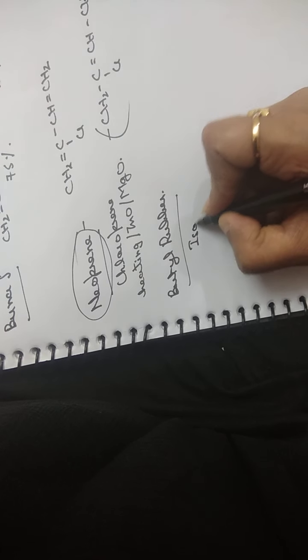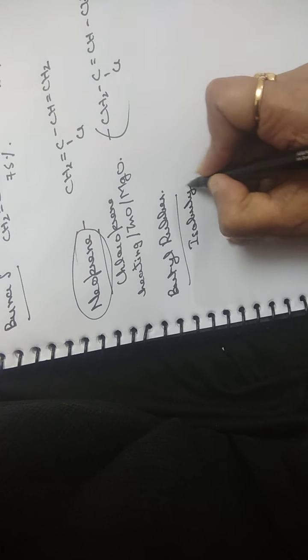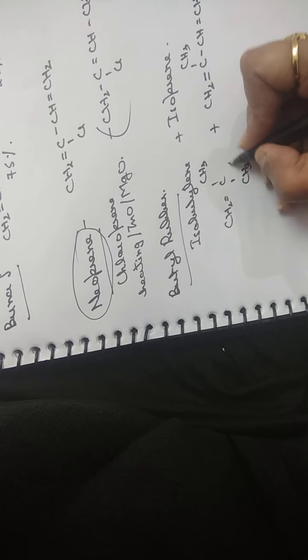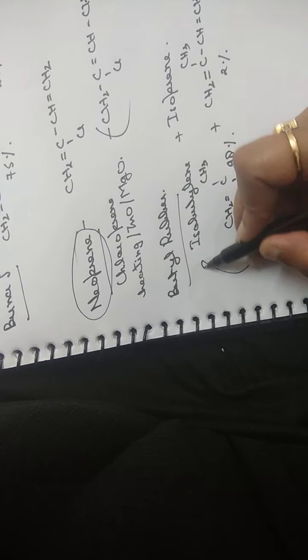Then we have butyl rubber. The monomers are isobutylene and isoprene. Isobutylene is CH3, and isoprene is natural rubber. This is taken 98% and this is taken as 2%. When the two combine, we get butyl rubber. So these are four types of rubber.